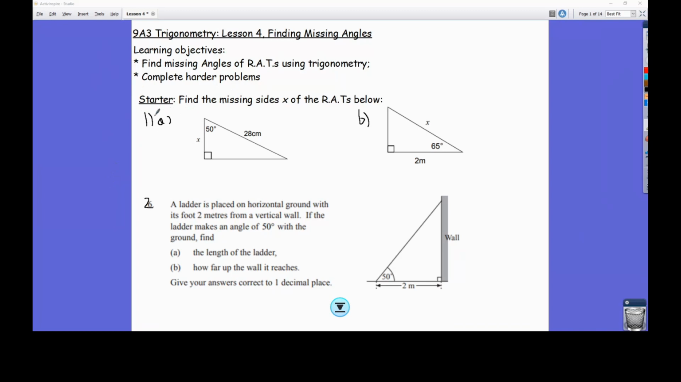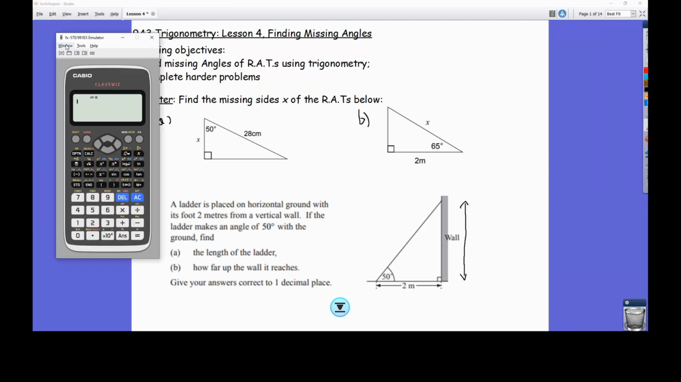To start with, just bear in mind, I hope that you've got the sheet which was posted in Teams, or at least you've got your title in your book and you're copying things down. So I'd like us for the starter to find the missing sides x in the right angle triangles below, so A and B. And then for question 2, we've got a nice little applied question. I want you to find the length of the ladder and how far up the wall it reaches, so the distance there up the wall. So if you pause the video, have a go, and then when you resume, we can have a look at the answers.